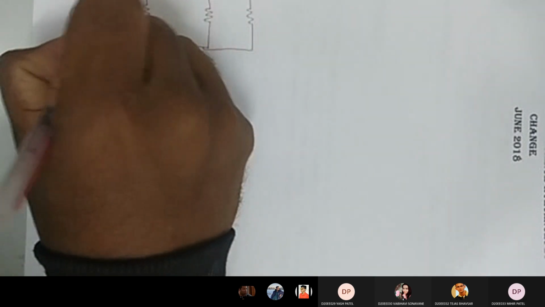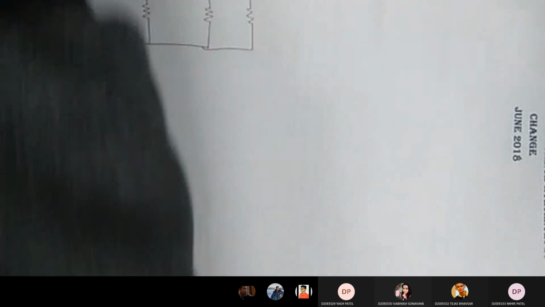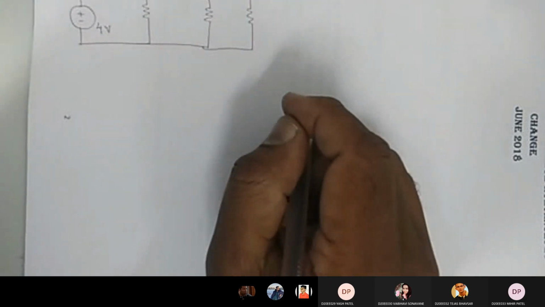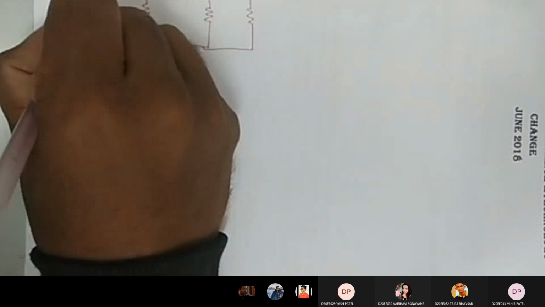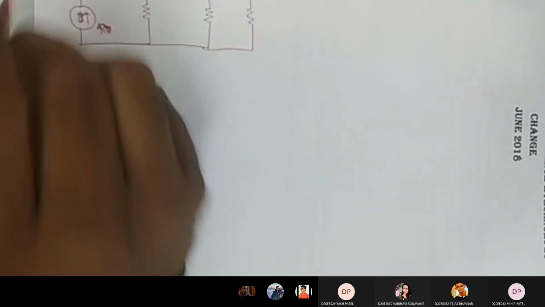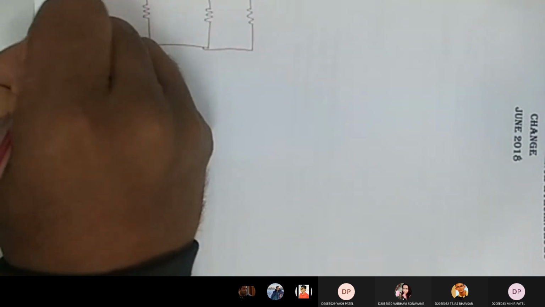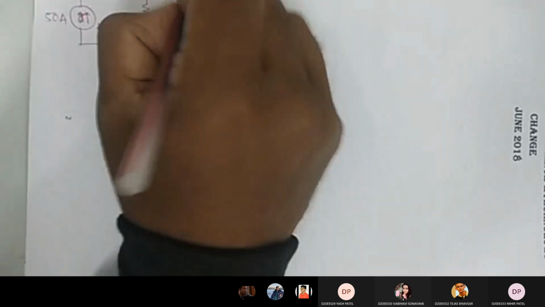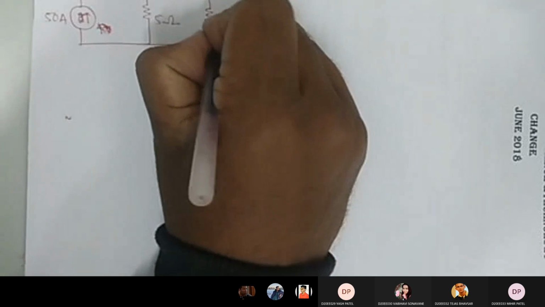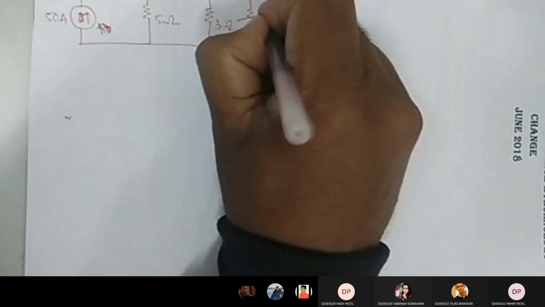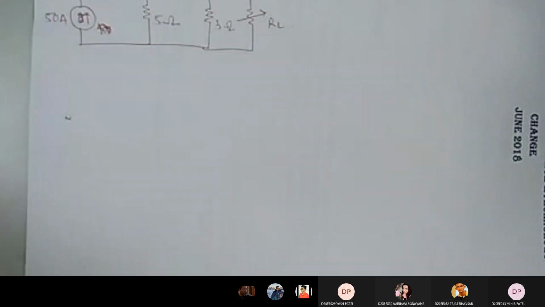This will be a 4 volt. I'm taking a current source. In the example I give, this will be 50 ohm, 50 ampere. This will be your 10 ohm. This will be your 2 ohm. This will be your 5 ohm. This will be your 3 ohm. And this is your RL. This is your load resistor.